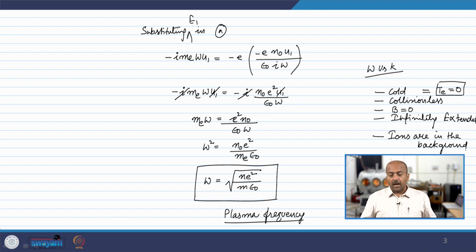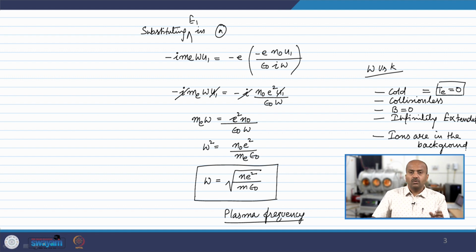And we have considered the magnetic field to be 0. So, there are no magnetic field perturbations in the governing equations, or we have simply made the Lorentz force term, the V cross B term in the momentum equation, 0. And plasma is infinitely extended.